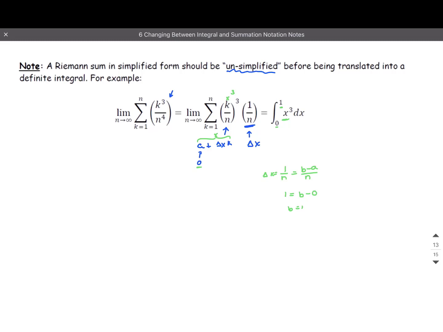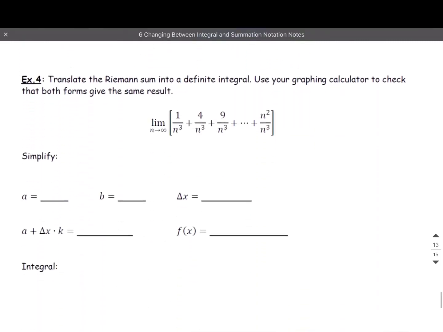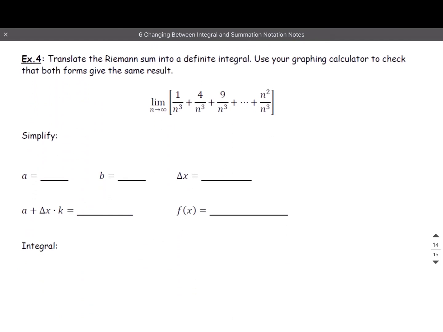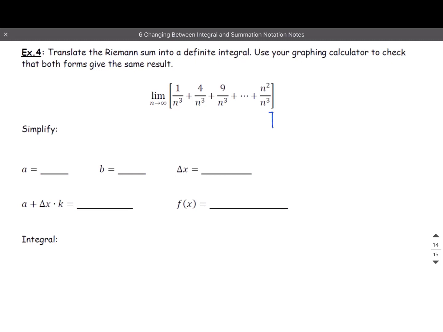So let's try one that has to be simplified. Now this one, we need to come up with a general rule for this sum. We have the limit as n heads to positive infinity of 1 over n cubed plus 4 over n cubed plus 9 over n cubed plus dot dot dot plus n squared over n cubed. So first thing we need to do is find our delta x. So we're going to factor out that 1 over n, because that'll give us an n squared over n squared, which is a nice number 1 to end with.